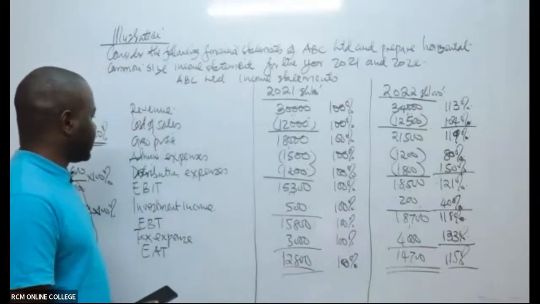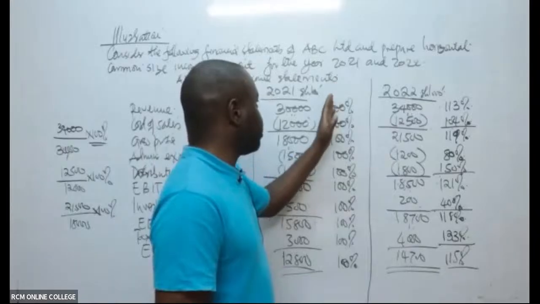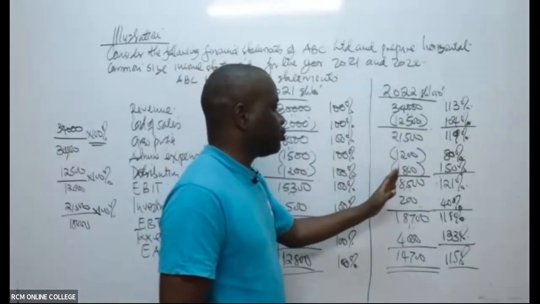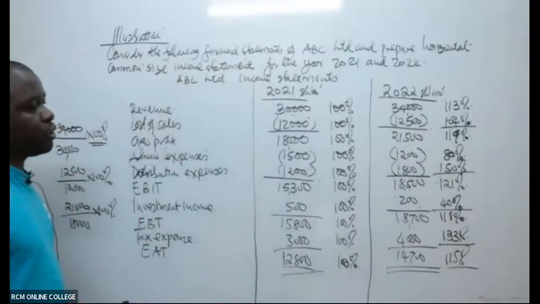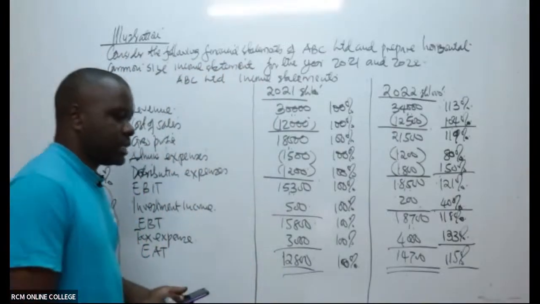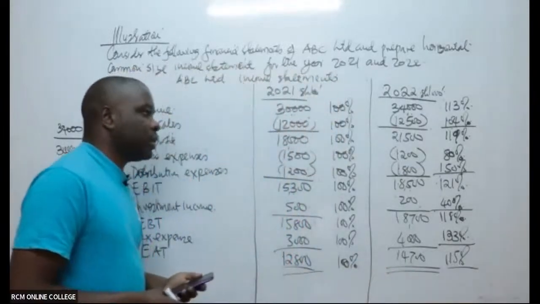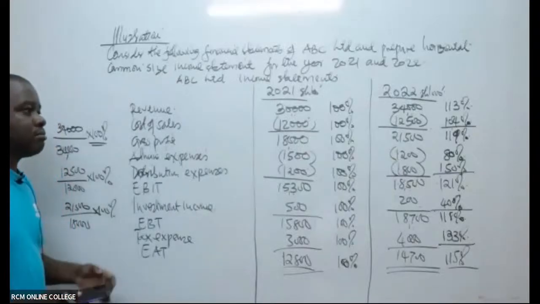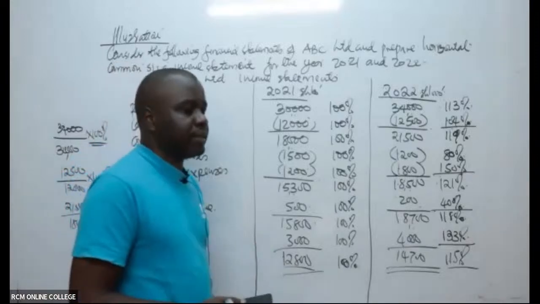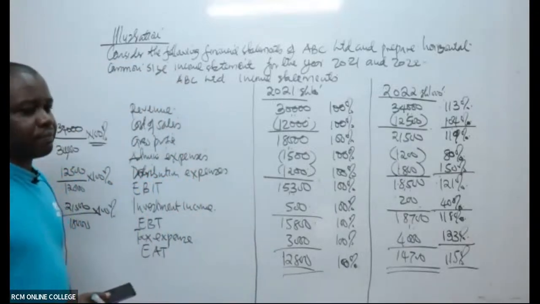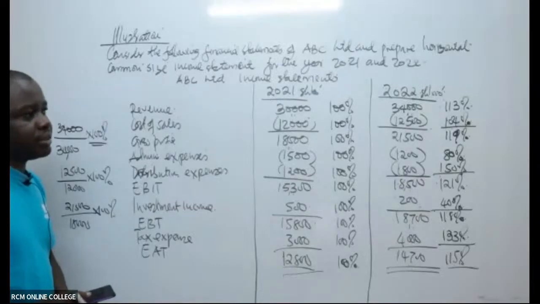In terms of, for example, in this case, the distribution expenses, there was an increase. If you compare 2021 as the base year with 2022, there was an increase in terms of the distribution expenses. What percentage? 150%. So it can give you a trend in terms of the performance of the different items or elements in the financial statements.